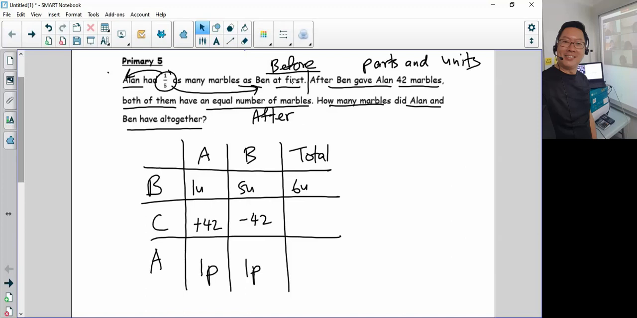So in the end, they have 1 part and 1 part. Each person has 1 part. Total, they have altogether in the end is 2 parts altogether. Right? You can see that I'm not solving. I'm just putting the numbers in the boxes, which is the whole idea.